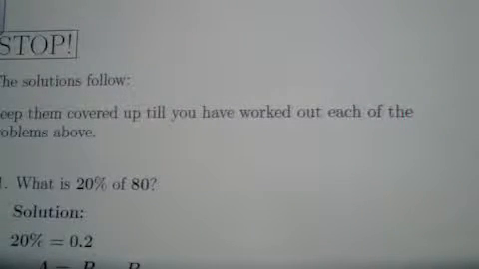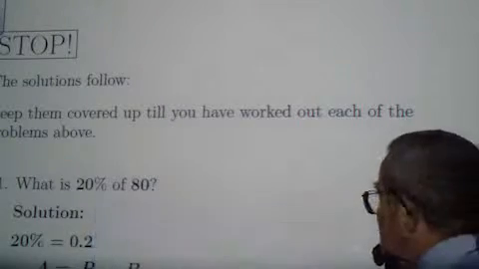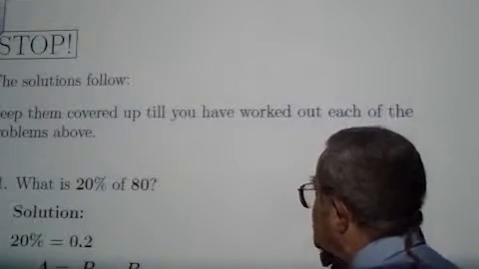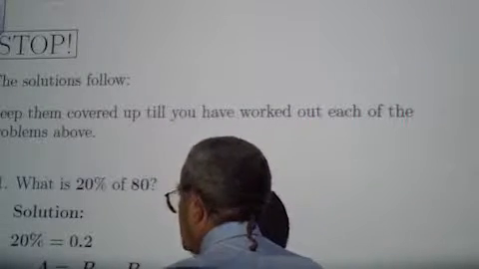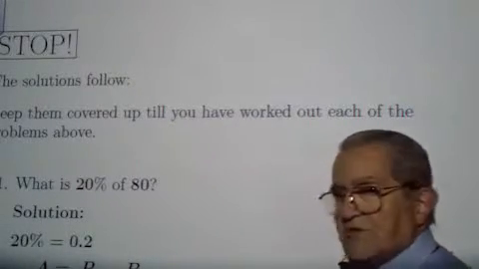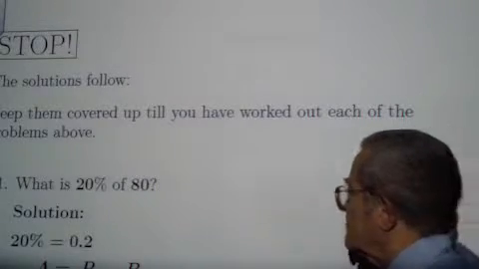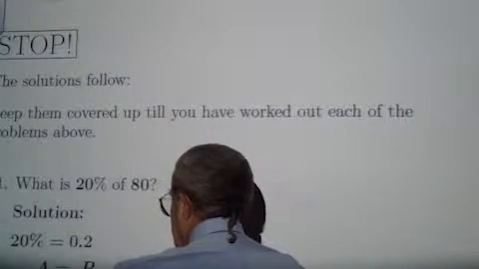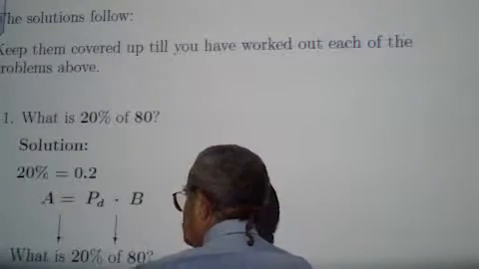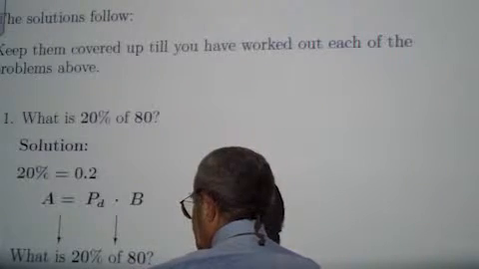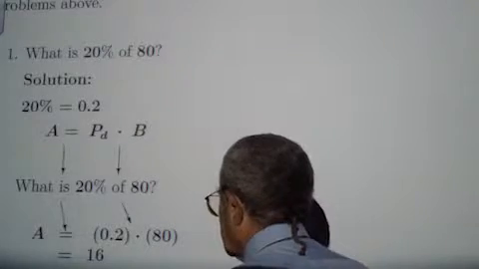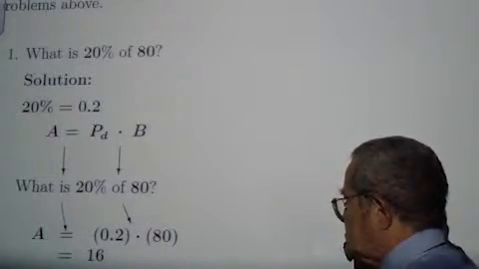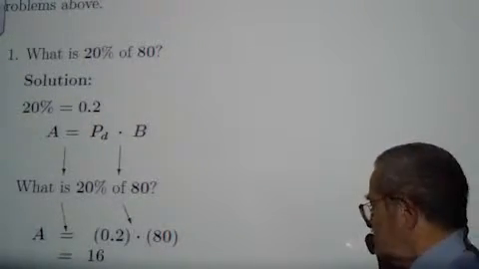Then we are doing the next chapter, chapter 21, solutions. What is 20% of 80? Amount is percent of base. So A is percent of base. What is 0.2 of 80? 16. So 16 is 20% of 80.